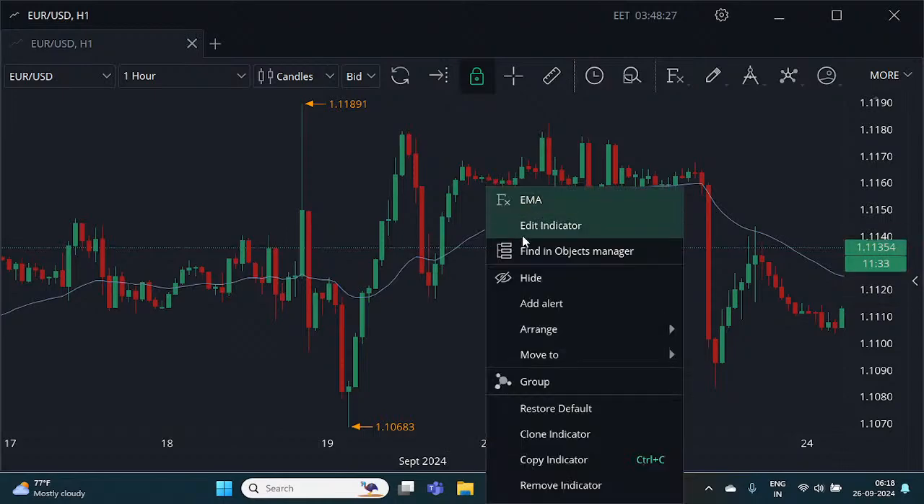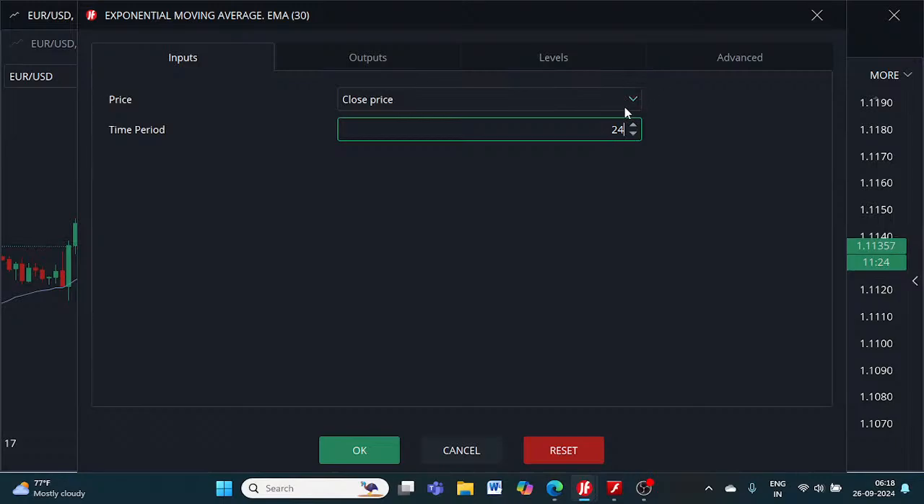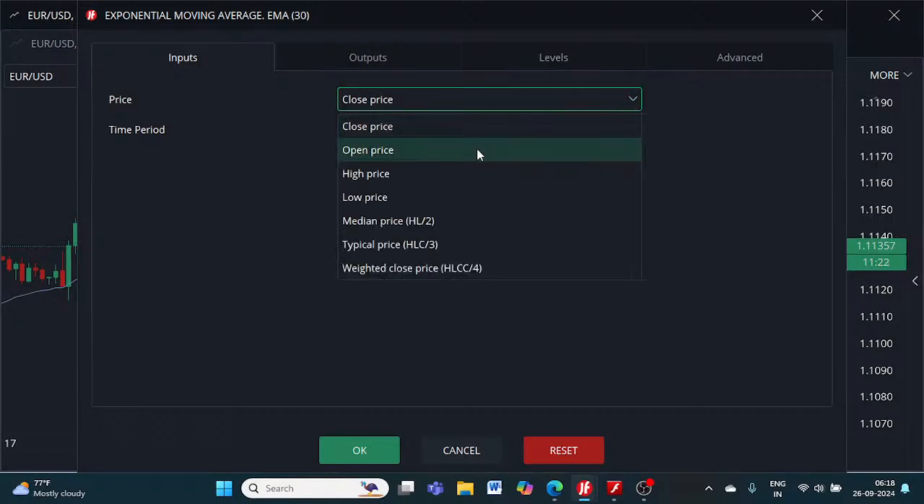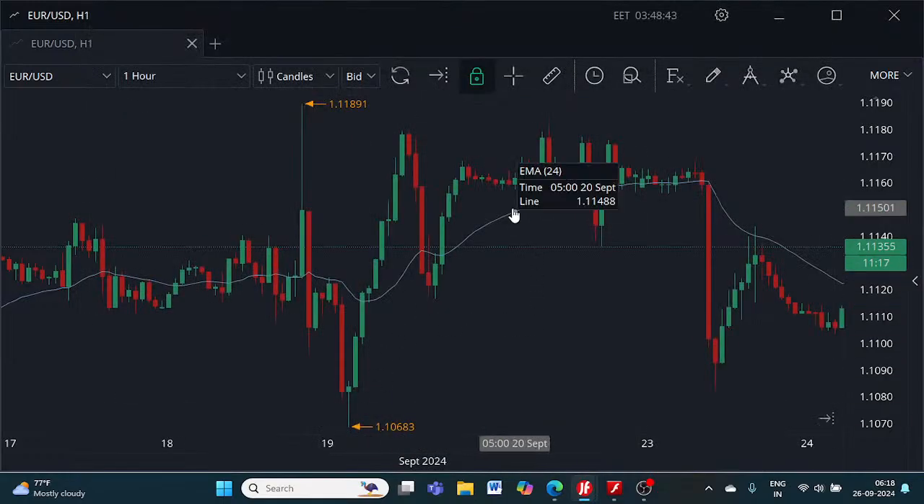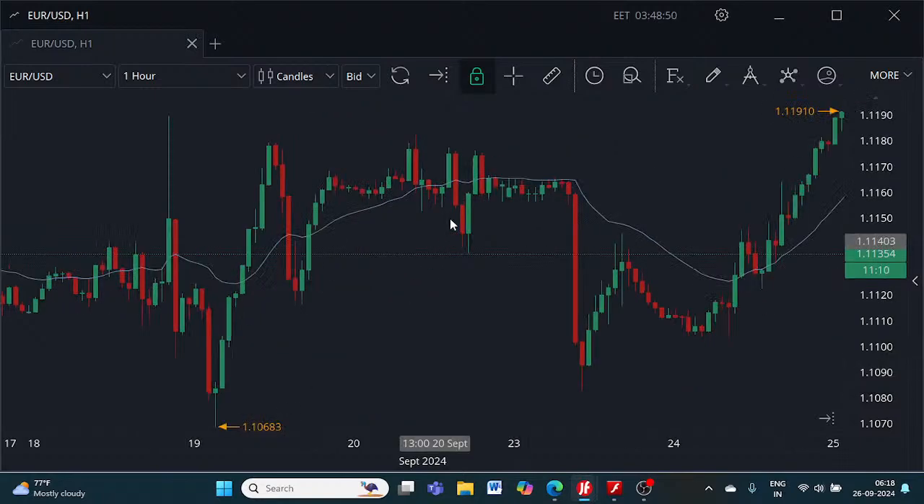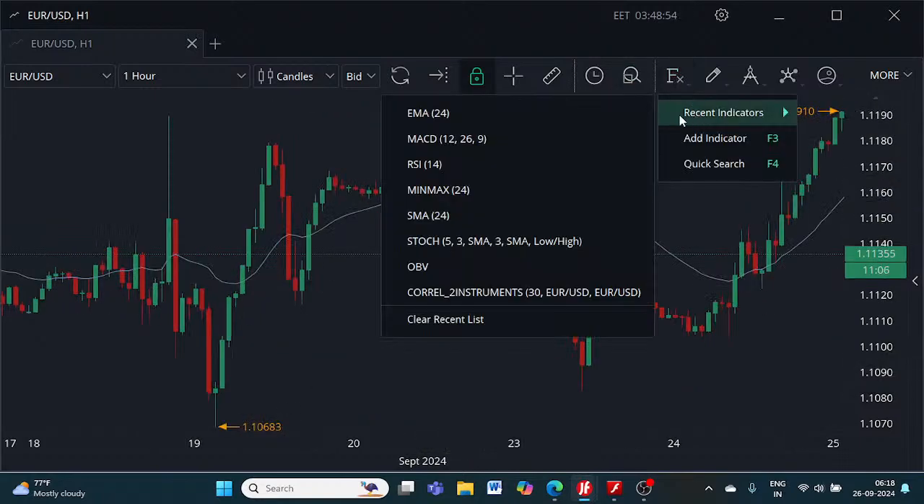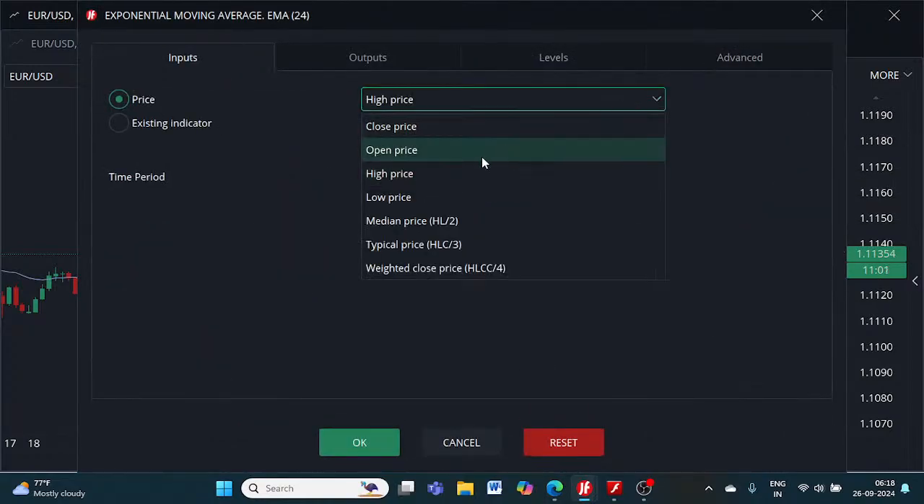For the EMA, I feel adopting a calculation period of 24 is going to be just fine. Here, we will take into account its high price and low price to get the sense of volatility. This is for the high price. Let me add one more on this of low price.